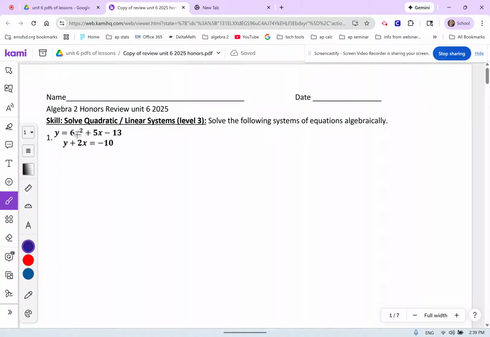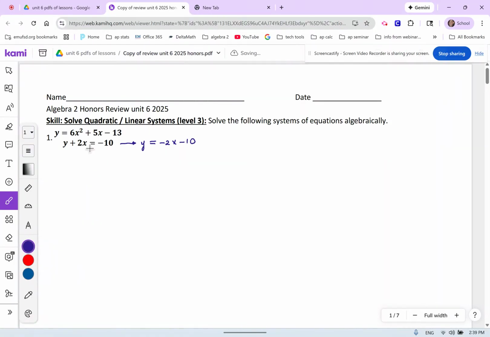So we're going to start with the first skill, solving quadratic linear systems, level 3. And we have a quadratic equation, which is actually a graph of a parabola, and we have a linear equation below it. So the first thing I want to do is take that linear equation and transform it so the y is isolated. And I do so by subtracting x from both sides of the equation.